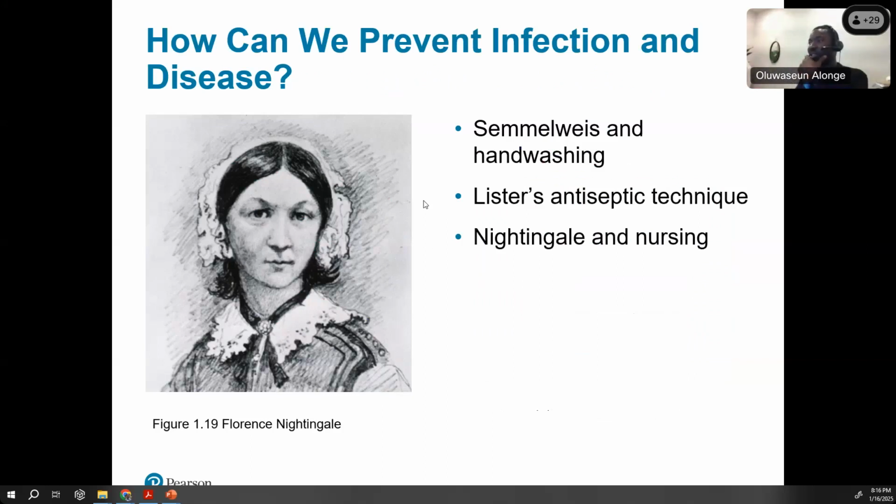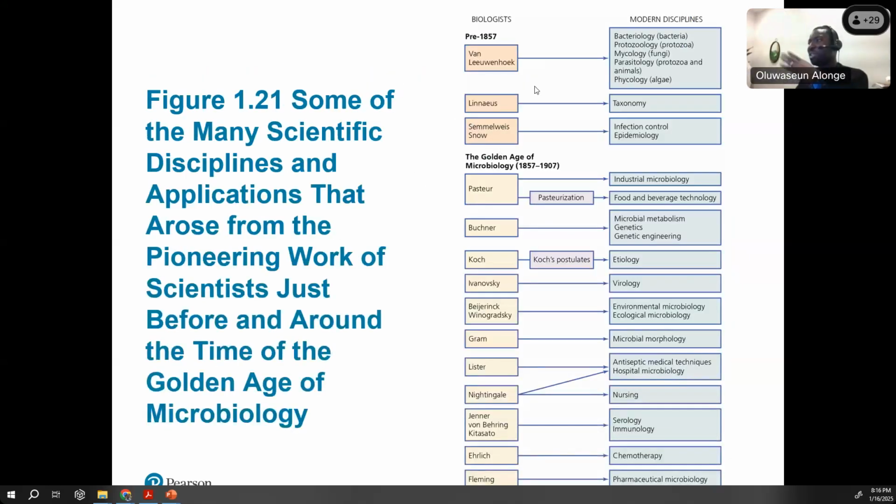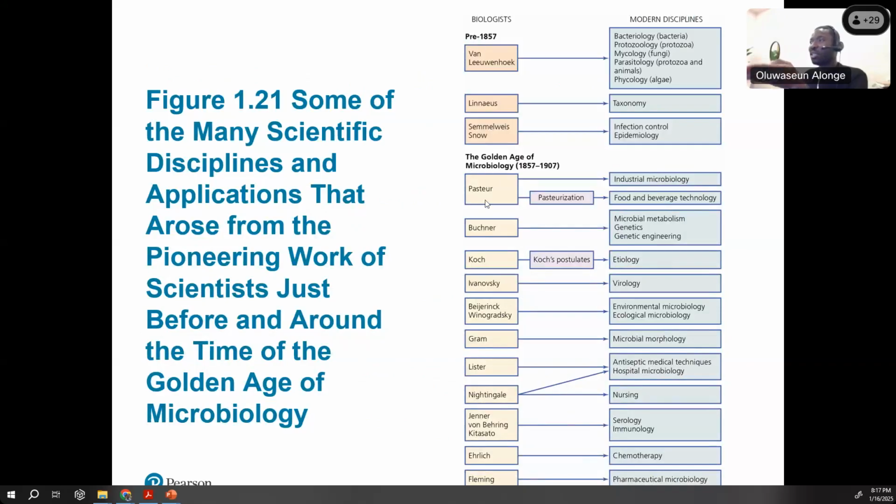Nightingale nursing, washing of hands, all of that. Let me see if there's anything else. So the issue of vaccines came into place, infection control, chemotherapy. Those are the things that came up in the golden age. All right, so this table highlights the major scientists and the things that they did in between, in the process to initiate the golden age of microbiology that we study now. Like the gram stain now. The guy that did it, his name is Gram, and that's why it's called gram stain, right?